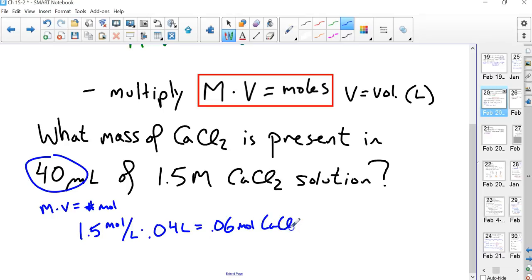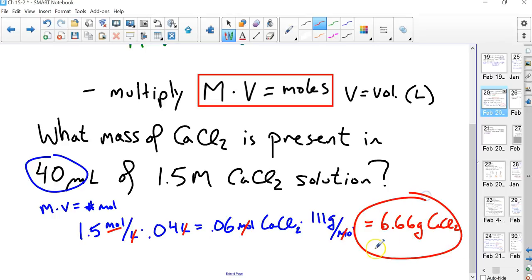moles of calcium chloride, and then we're just going to multiply that by the molar mass. I looked it up, did the calculation. It's 111 grams per mole for calcium chloride. So you can see what crosses out here. First of all, liters cross out, we're left with moles, and then moles cross out, we're left with grams, and the answer is 6.66 grams of calcium chloride. That's your answer.